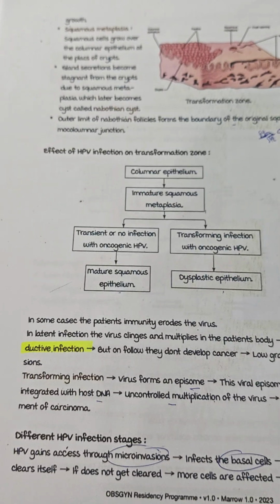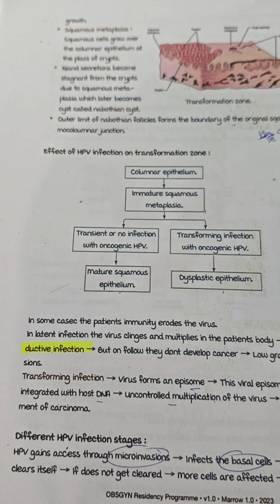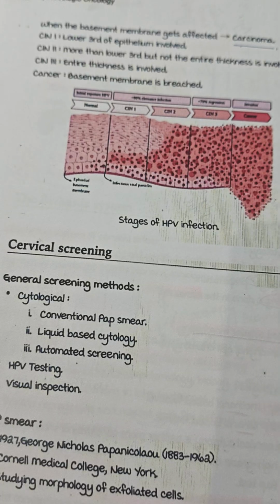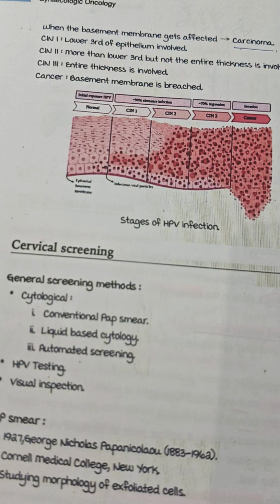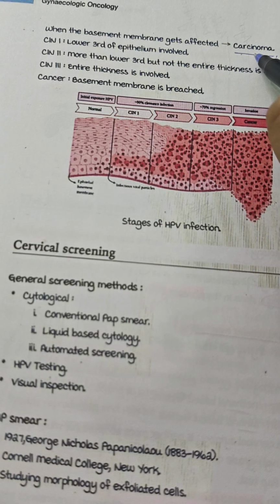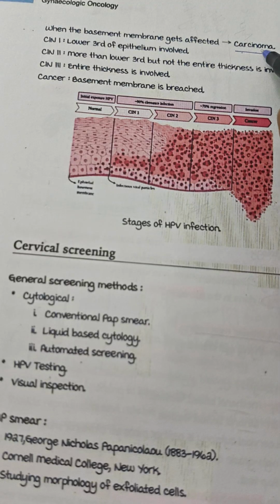Now, the different HPV infection stages. First of all, the HPV gains access through microinvasion or an abraded area, and it will infect the basal cells. Usually in 80% of individuals, this infection gets cleared on its own, and if it does not get cleared, then more cells are affected, leading to the formation of cervical intraepithelial neoplasias. When the basement membrane gets affected and there is a breach, then it is carcinoma, and if the breach crosses the basement membrane, then invasive cancer occurs.